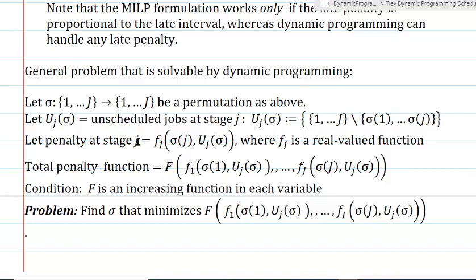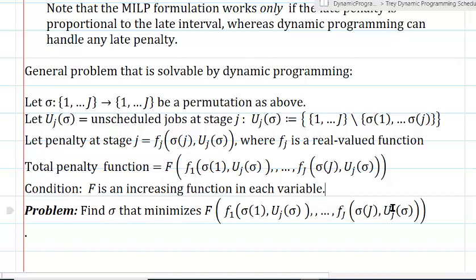There's a penalty at stage j, and that's given by little f_j. And there's a total penalty function, which is another function of these individual penalty functions at all stages. This total penalty function must be an increasing function in each variable. Our problem is to find a permutation that minimizes this total function, which is a function of the penalties at each stage. There may be more than one. Find at least one sigma that minimizes this function.